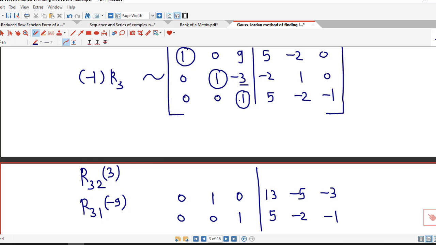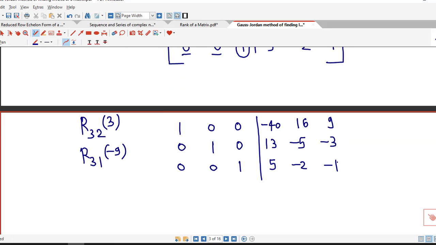Similarly, we multiply third row by -9 and add here. And these two are already 0. So these two entries will be as it is. And 1 into -9, which is -9 plus 9, 0. 5 into -9, that is -45 plus 5. So we have -40. Then -2 into -9, which is 18 minus 2. So we obtain 16. -1 into -9, which is 9 plus 0. So we have 9.